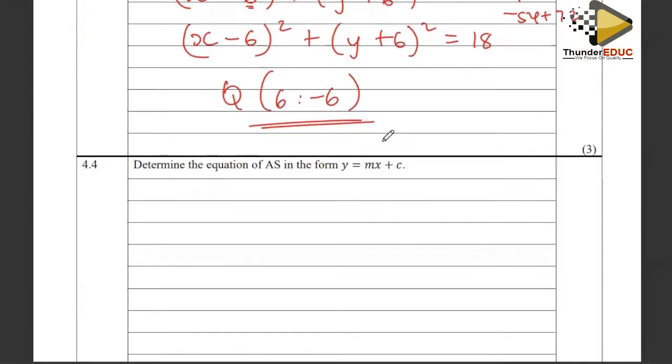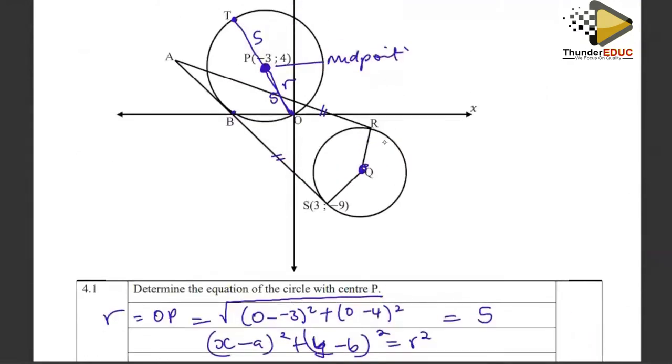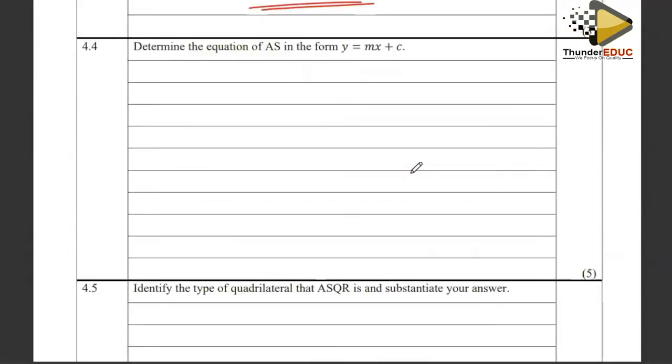Then determine the equation of AS. What is AS? AS is a tangent. For us to get the equation of the tangent, we need to start by getting the gradient of QS. Our Q, we said it's (6, negative 6). Is that correct? And then our S was (3, negative 9). So let's get the gradient of that.